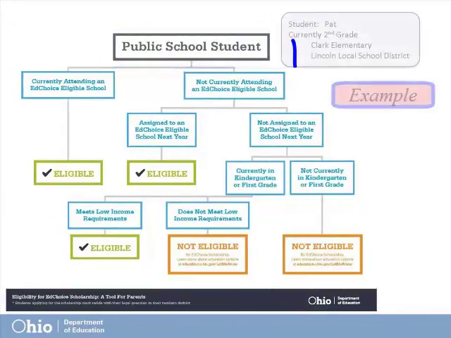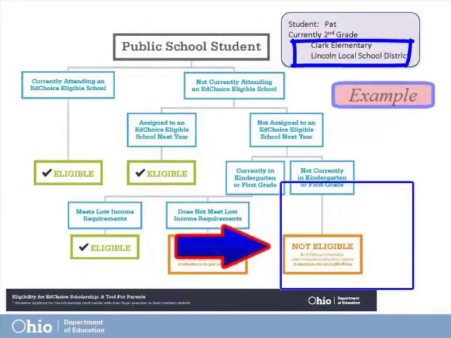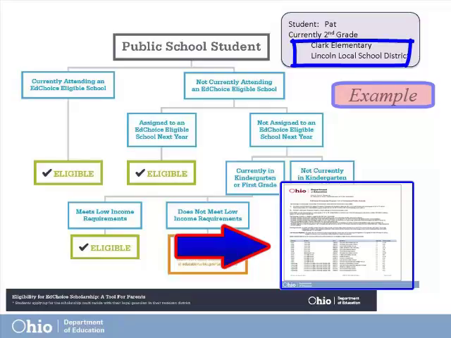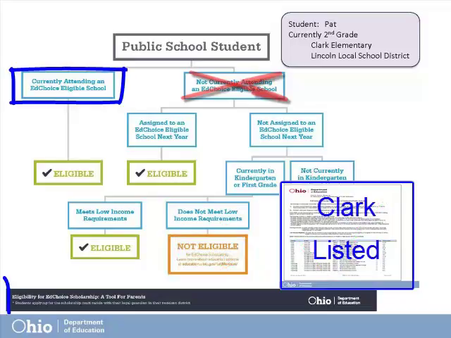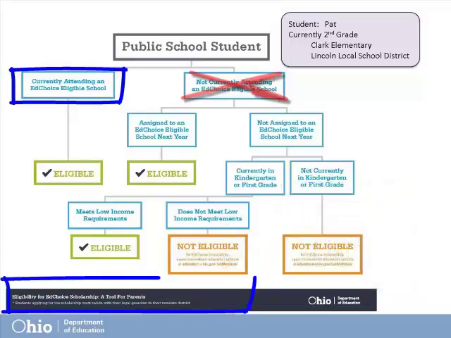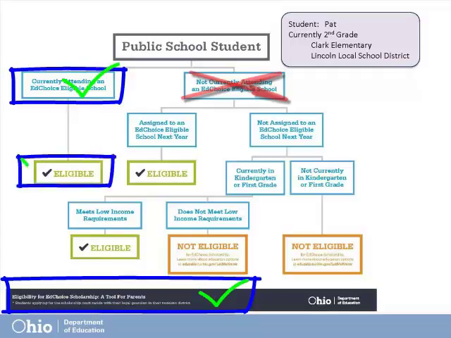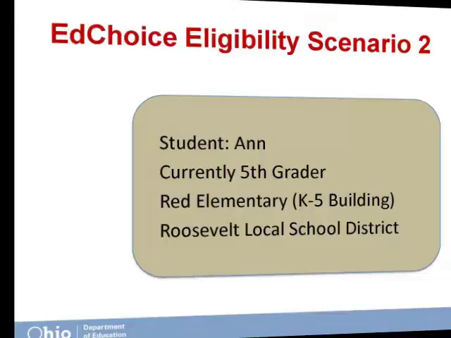Next, we must determine if Clark Elementary is on the EdChoice eligible list. By reviewing the EdChoice eligibility list, we verify that Clark Elementary is on the list of EdChoice eligible schools. After we verify that Pat is a resident of the district and is attending an EdChoice eligible listed building within the district, we can be confident that Pat is EdChoice eligible.